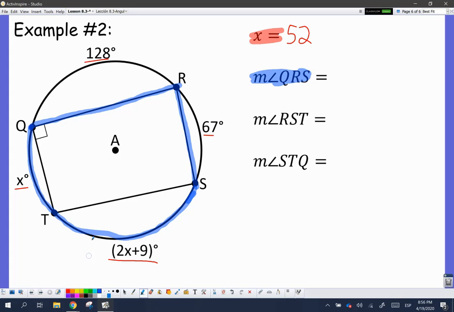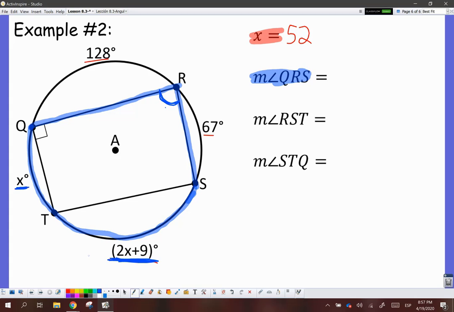So if I know the measure of that arc, and I divide that by 2, then I can find the measure of the angle here. Now this arc, though, is made up of 2 pieces. We can see that one piece is the x, and the other piece is 2x plus 9. So all I have to do is add these 2 together, and then I can find the measure of that arc, and then divide that measure by 2 to get the measure of the inscribed angle.